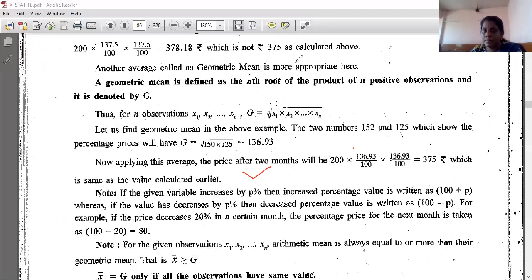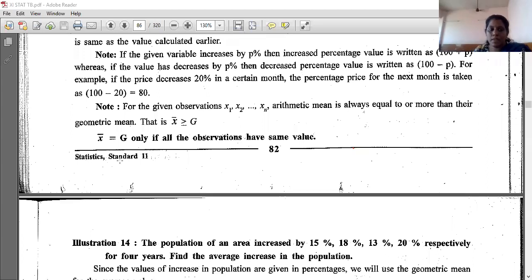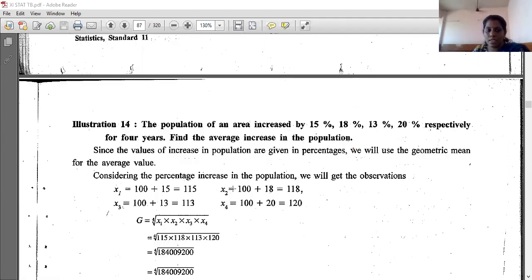Note, for the given observations x1, x2 until xn, the arithmetic mean is always equal to or more than their geometric mean, that is x bar is greater than or equal to G. Now x bar is equal to G only if all the observations have the same value. Okay, now illustration number 14.